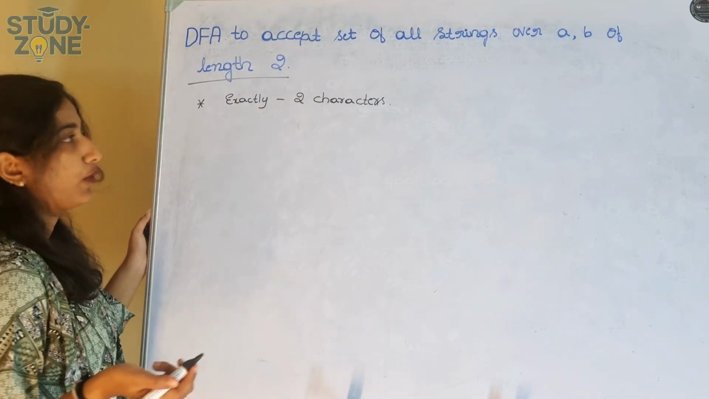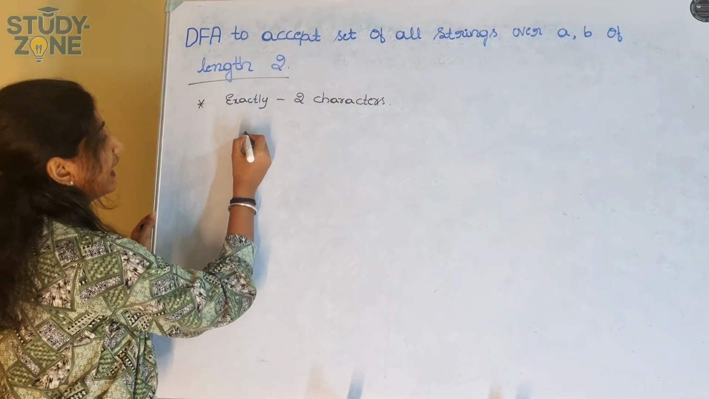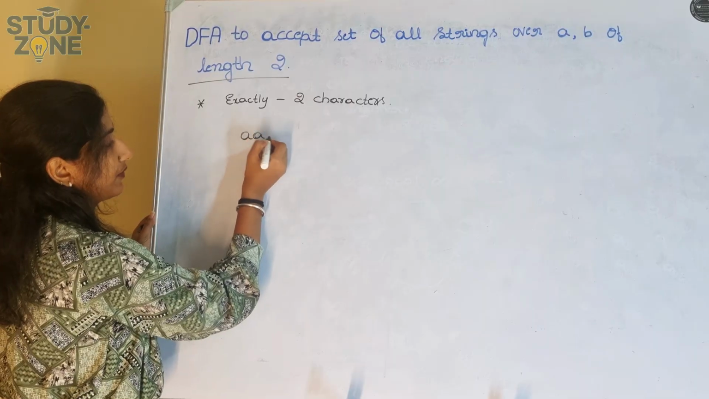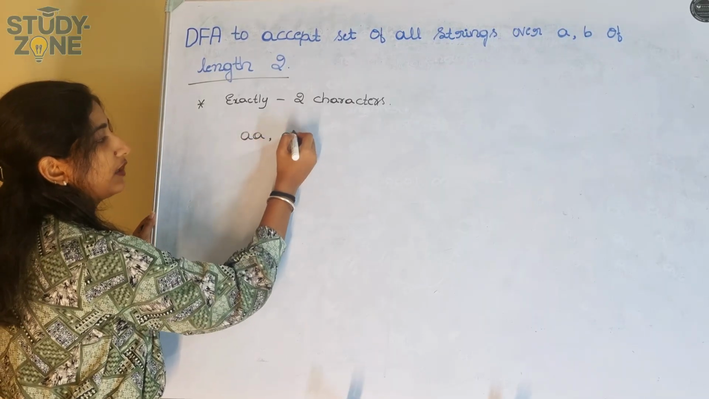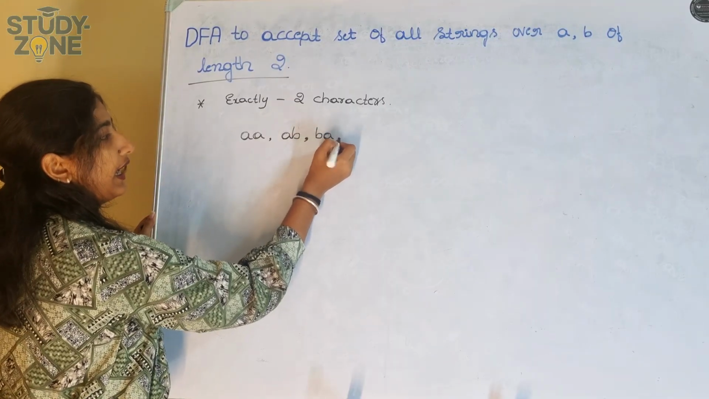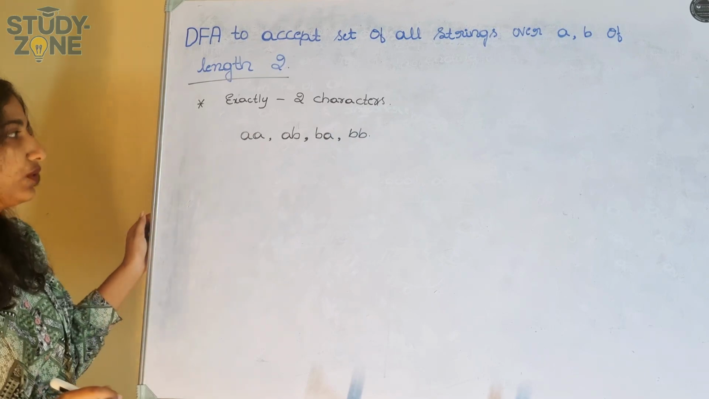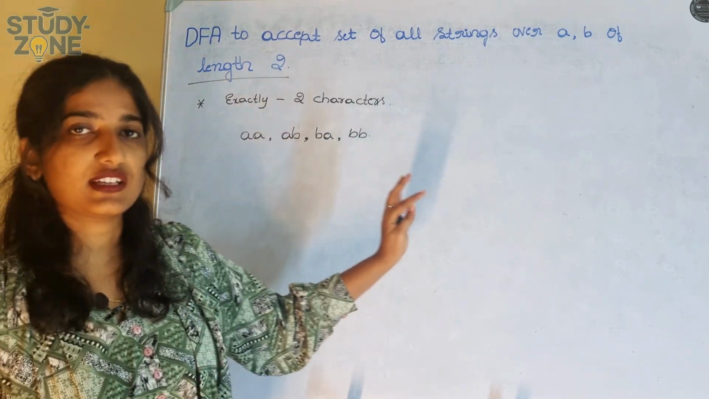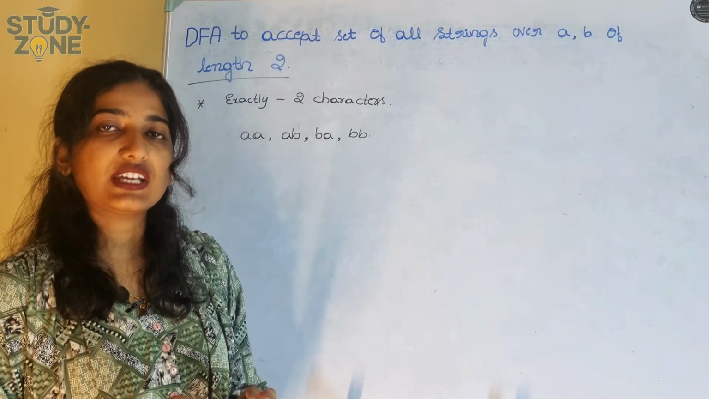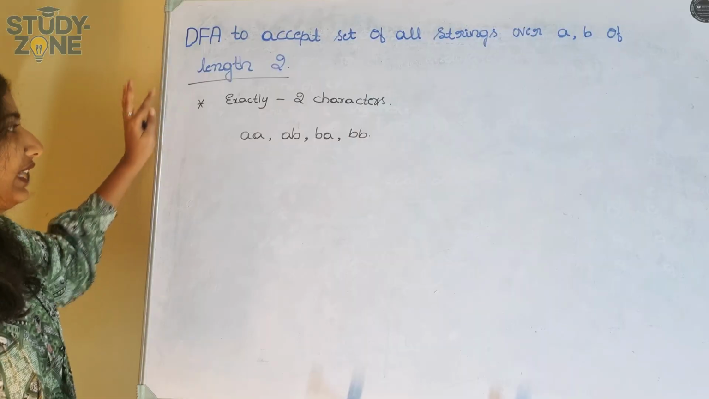So what are all the combinations we can write in a, b which are of length 2? We can write a a, a b, b a and b b. So here we have to construct a DFA that accepts strings of a's and b's having exactly length 2, over {a, b} of length 2.